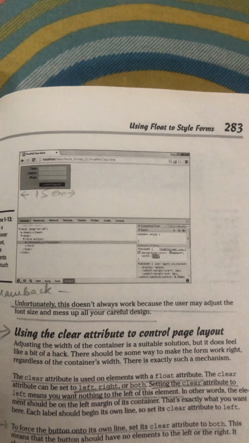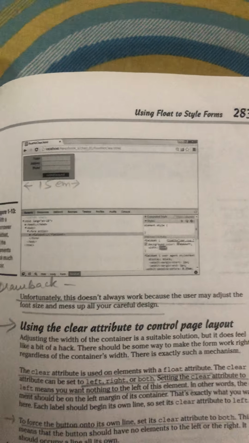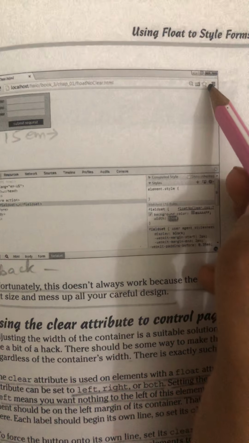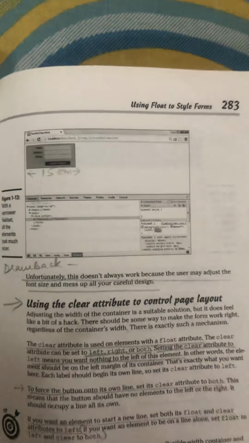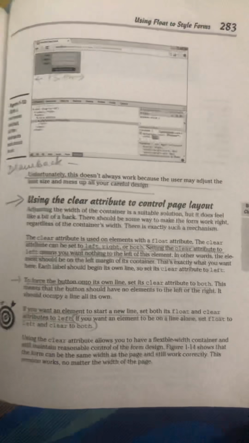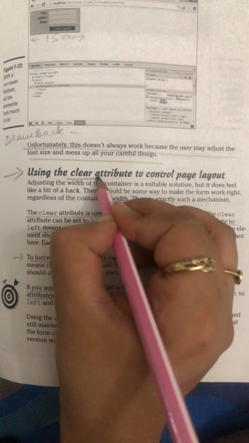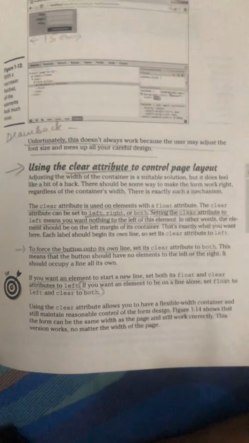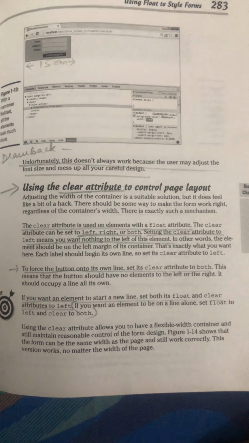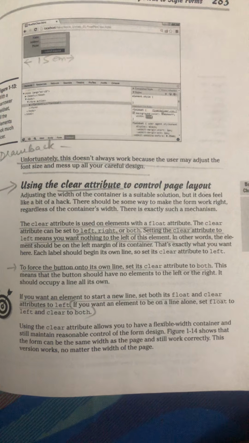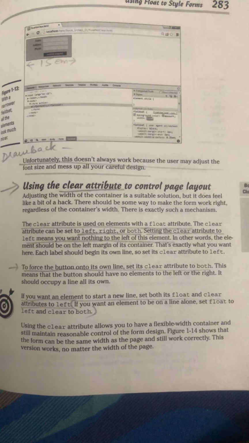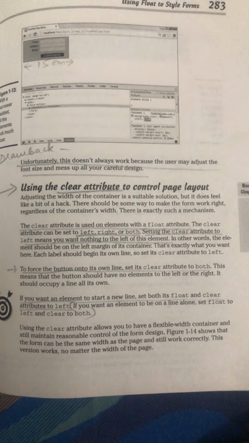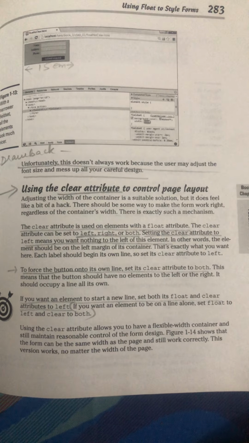This doesn't always work because the user from the browser settings could change the font size and mess up all the calculations for you. So the better option is that we use the clear attribute to control the page layout. Now the one thing about this clear attribute is that it is used only along with the elements that use the float attribute. The clear attribute can be set to left, right, or both.